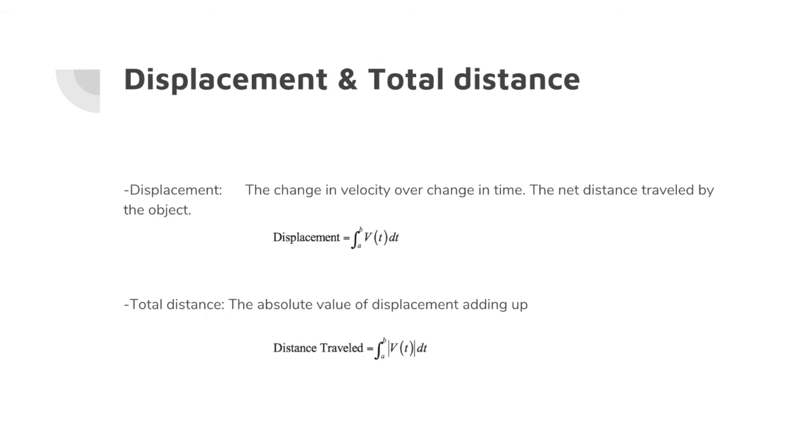And the total distance is the absolute value of displacement adding up, which means it's all the distance traveled by the object, and we don't count to the left or to the right. It's everything. And the distance traveled by the object should be the integral from a to b of the absolute value of the velocity function.